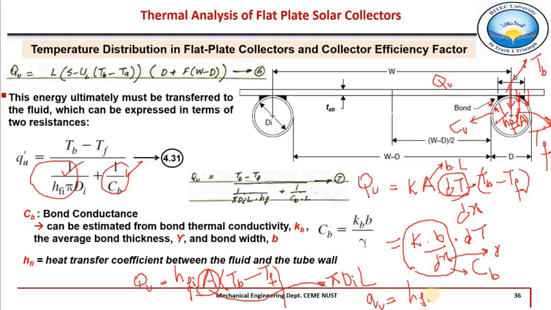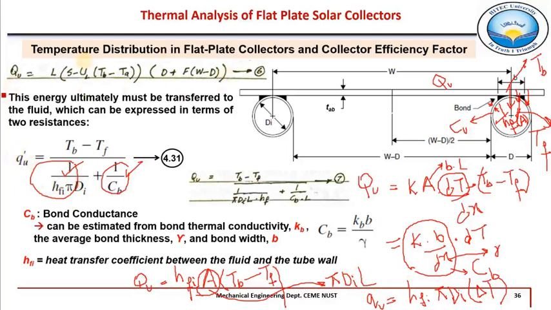So for per unit length, this heat transfer is small q_u equal to h_fi into pi d_i into this delta T, T_b minus T_f. So in terms of heat transfer resistance, that will be 1 over h_f into pi d_i into L, but L is assumed 1. So that is the second heat transfer equation, the second heat transfer resistance.